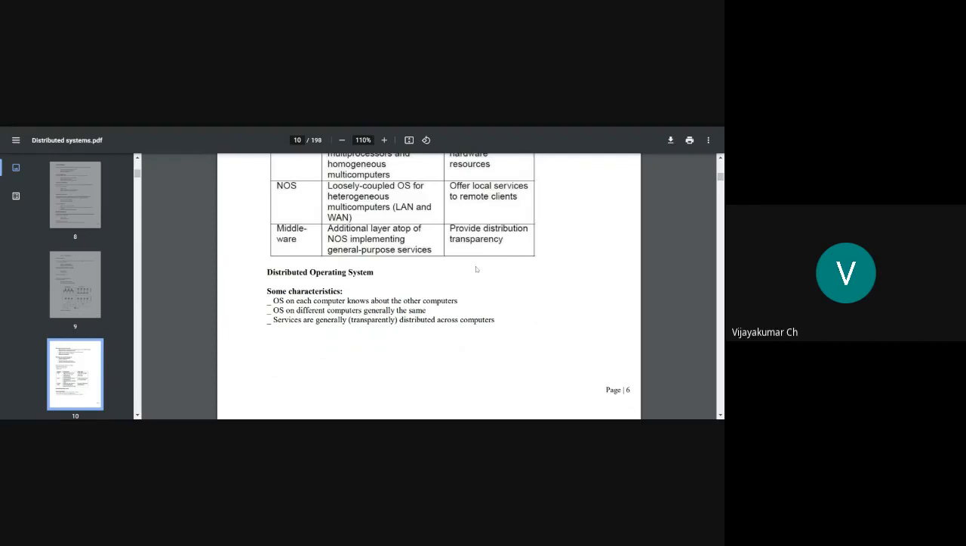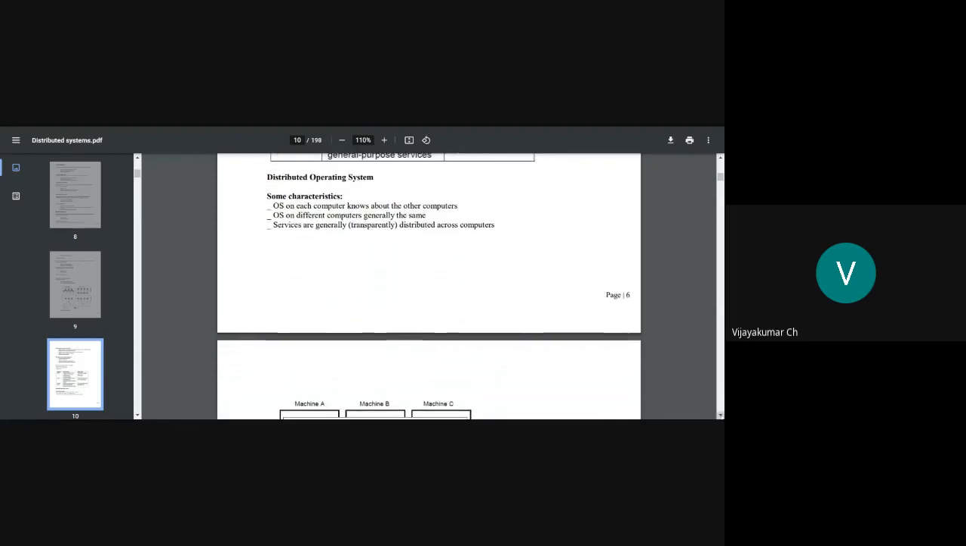Again, I am telling the characteristics of a distributed operating system. The first one is that each computer knows about the other computers. After that, the OS on different computers is generally the same. The first characteristic is that the OS on each computer knows about the other computers.